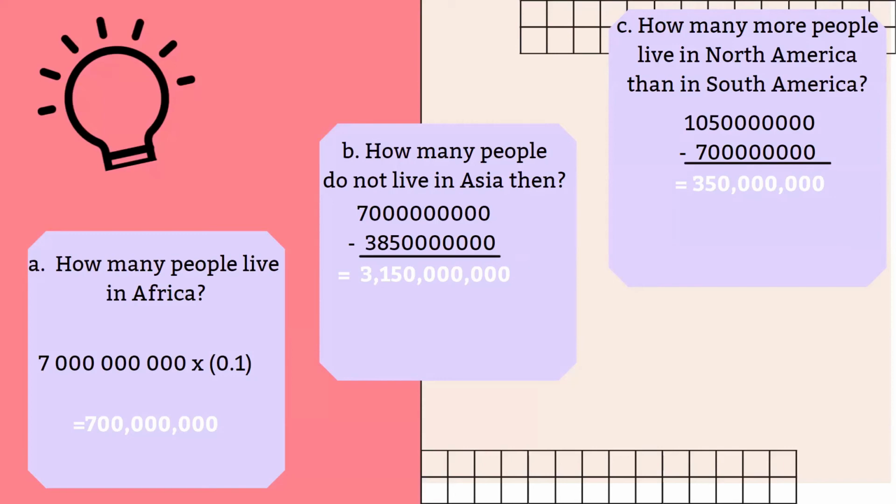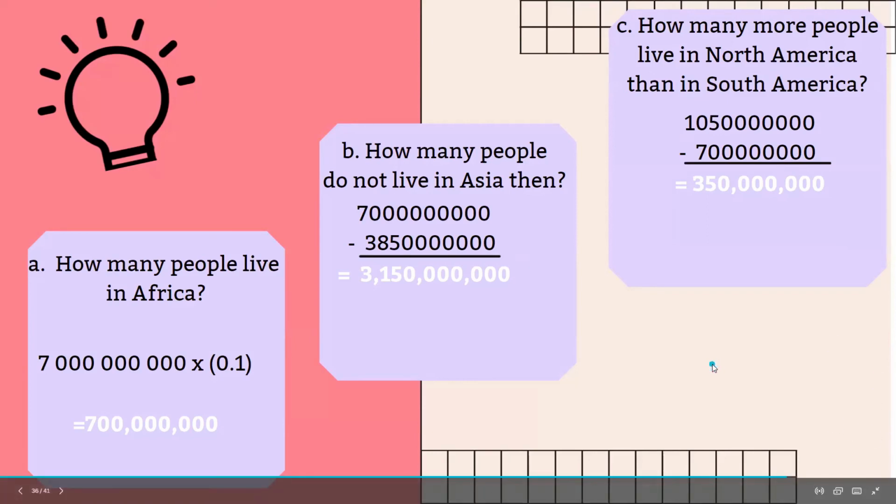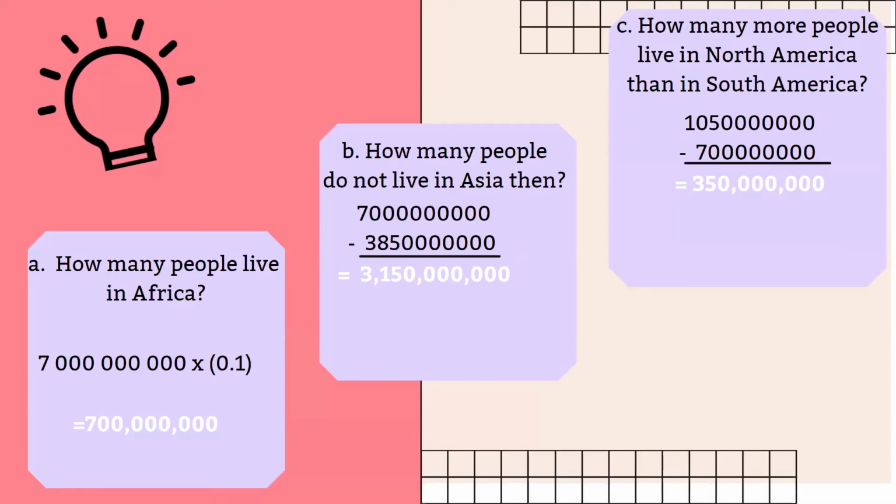For B, how many people do not live in Asia then? We first get the total amount, or the population, which is 7 billion. We subtract it with 3,850,000,000, because those are the people who live in Asia. So if we subtract them, we will get 3,150,000,000 people who do not live in Asia.